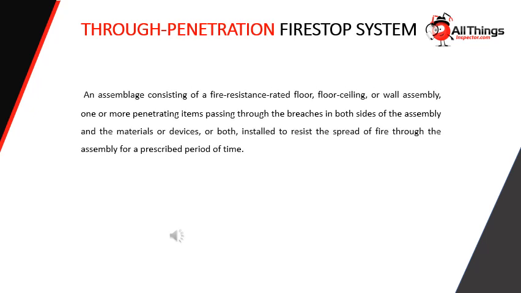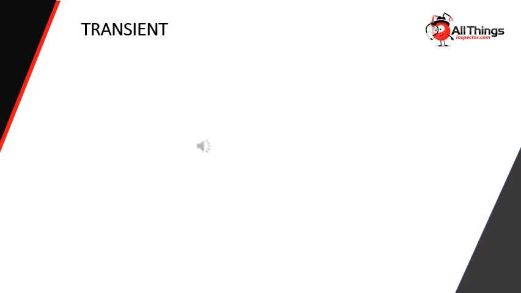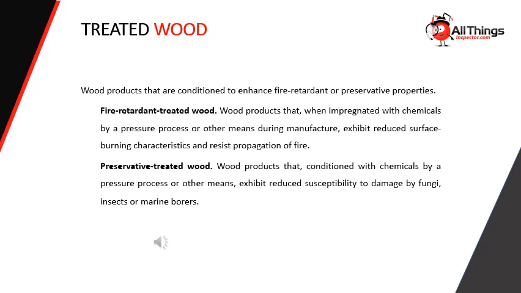Through-penetration firestop system: an assemblage consisting of a fire-resistance-rated floor, floor-ceiling, or wall assembly, one or more penetrating items passing through the breaches in both sides of the assembly, and the materials or devices, or both, installed to resist the spread of fire through the assembly for a prescribed period of time. Transient: occupancy of a dwelling unit or sleeping unit for not more than 30 days. Treated wood: wood products that are conditioned to enhance fire-retardant or preservative properties.